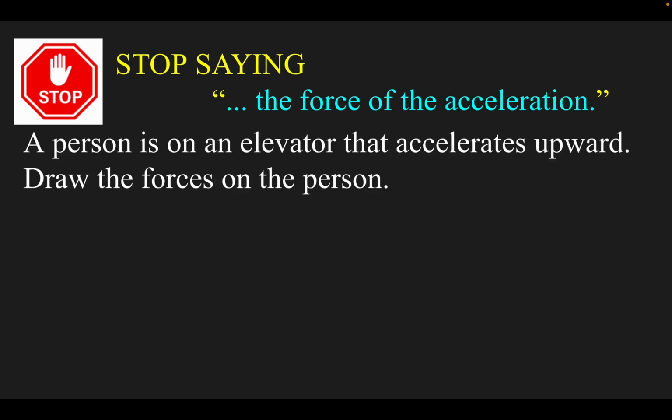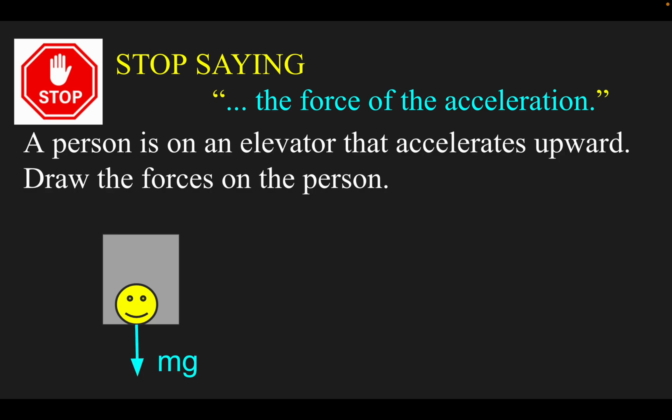But let's see why this might come about. So here's a scenario: a person's on an elevator that accelerates upward. Draw the forces on the person. So let's do this. Here's the person on the elevator. One force would be mg, the weight downward. Another force would be the floor pushing up on the person. That would be the normal force. So far, so good.